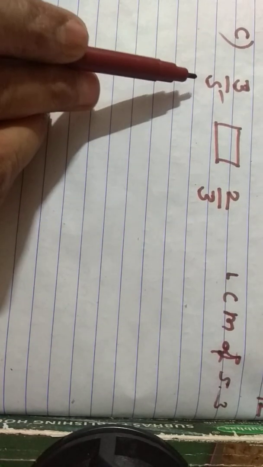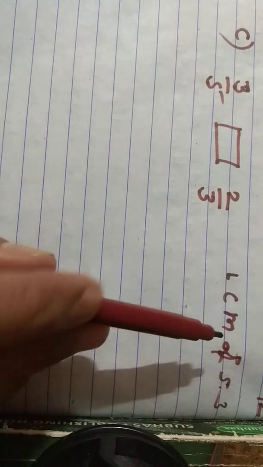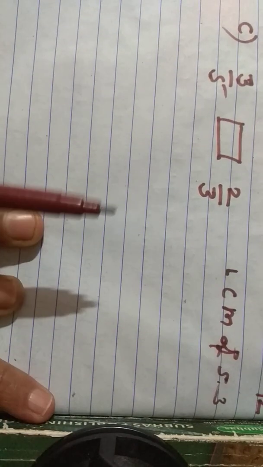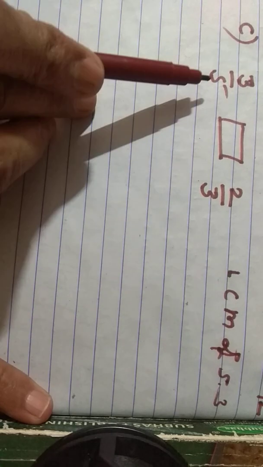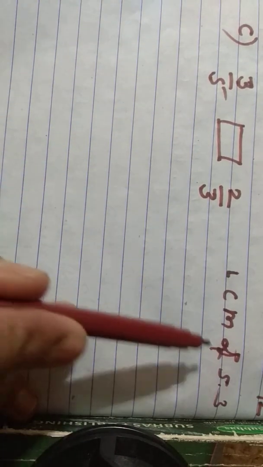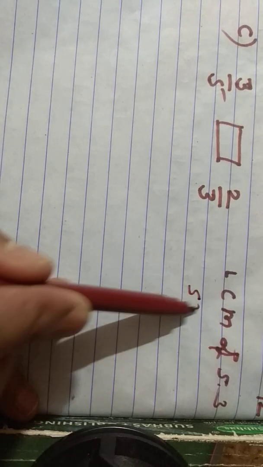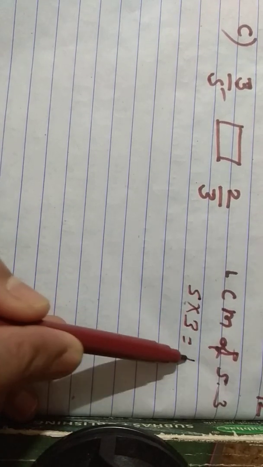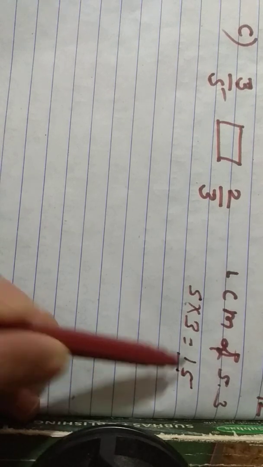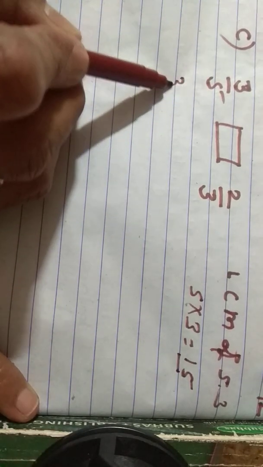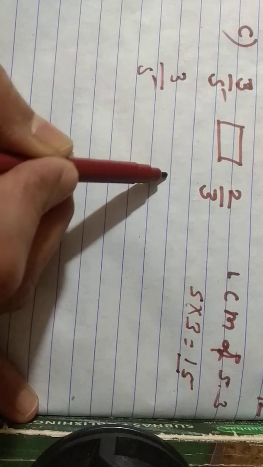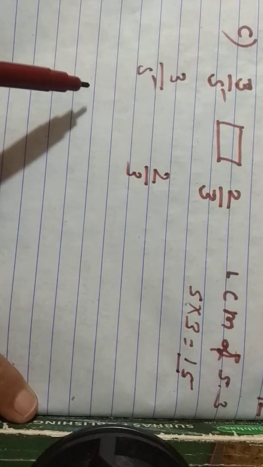We have to make the denominators equal by taking the LCM of 5 and 3. What is the LCM of 5 and 3? Here both are prime numbers. So the product of 5 and 3 gives you the LCM. 5 3s are 15 is the LCM, and this is the denominator. 3 upon 5 and 2 upon 3.